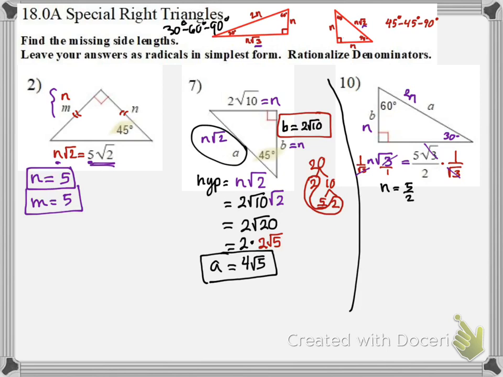That's one of the sides I want to find. I want to find the n side, the shortest side first if I can. In this case, that's my b. So I'm not going to circle n equals 5/2. I'm going to circle b equals 5/2.